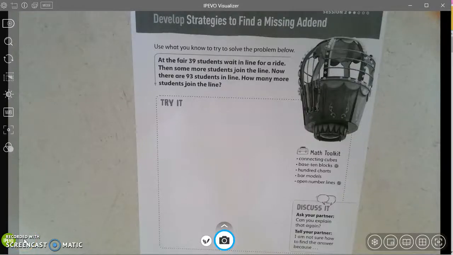Today we are going to practice using strategies to find a missing add-in. And really, finding a missing add-in just means that there is a missing number from the math equation, and we are trying to find that number.